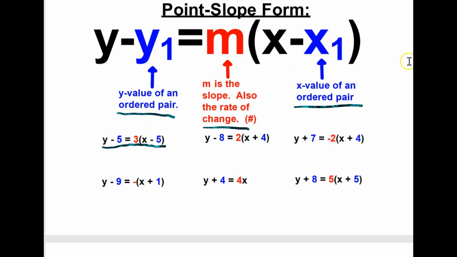Kept that blue, for the purpose of you making the connection. So if I ask you, what is the point in the slope that was used? The point that was used was 5, not negative 5. Remember, the negative sign goes with the formula.